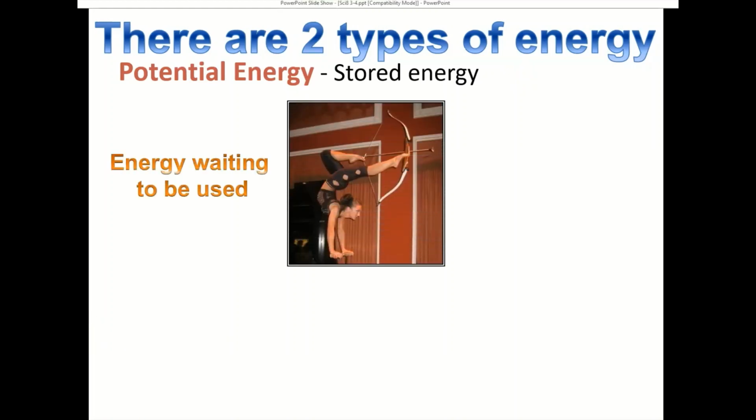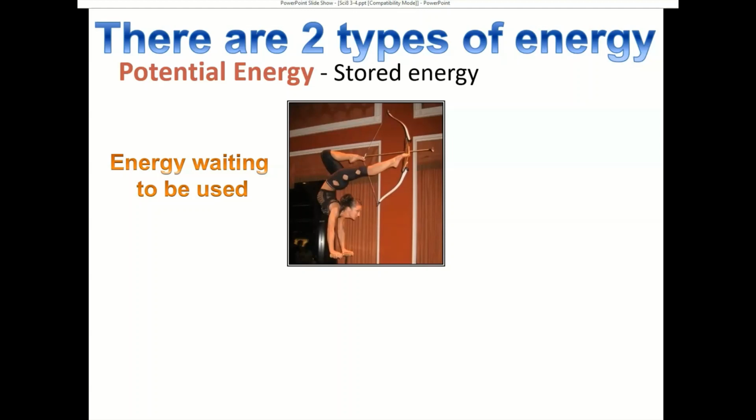So, potential energy, or PE, is stored energy. Got it? Just like this girl from America's Got Talent way back in the day. I mean, she's got some serious talent. You got a handstand, and she's drawing back a bow. Well, she is putting some of her energy into that bow. The energy is waiting to be used. That is stored energy, potential energy.